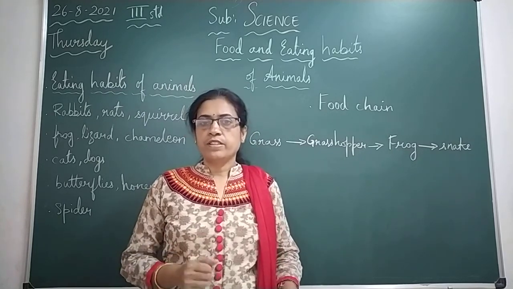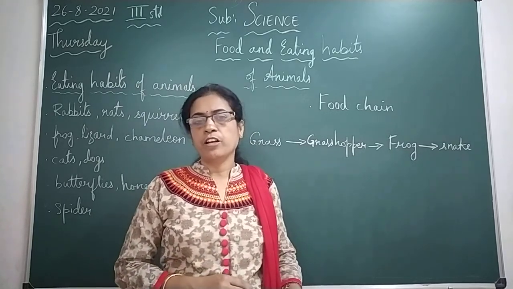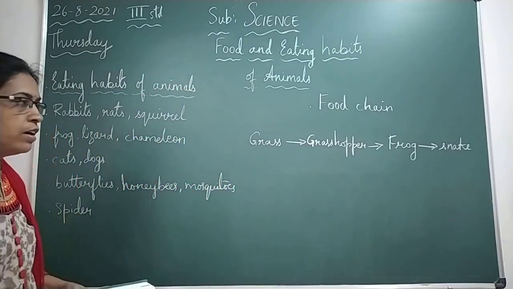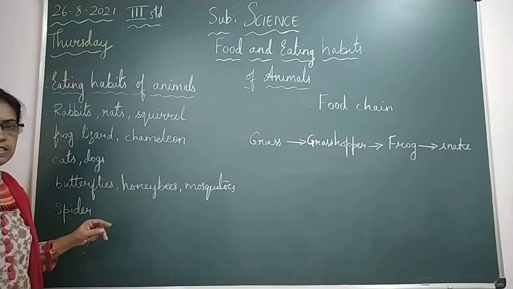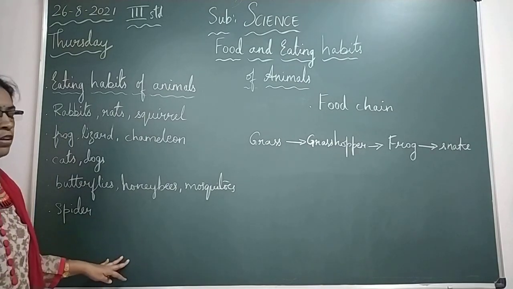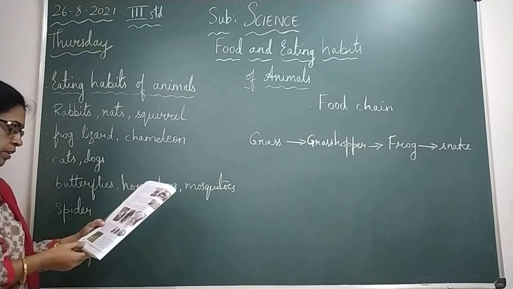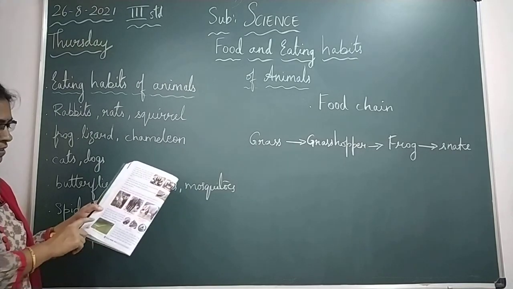Okay. So we have discussed a few animals. So let me continue the lesson with a few more animals. So let us see, children, what are the eating habits of these animals and insects and all. So let me continue the lesson here. You can turn to page number 32, children. You can see the pictures also here.